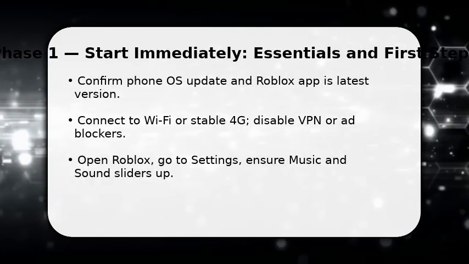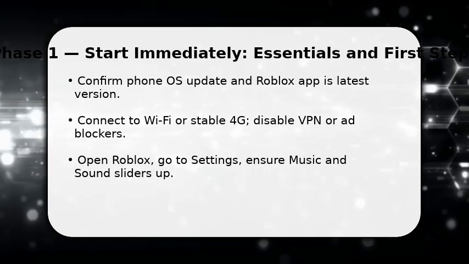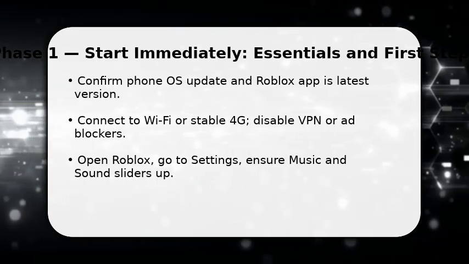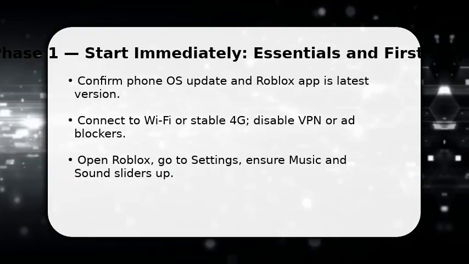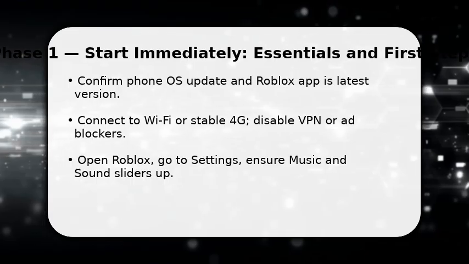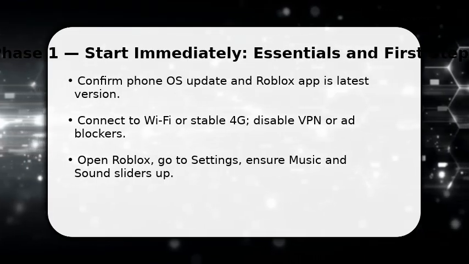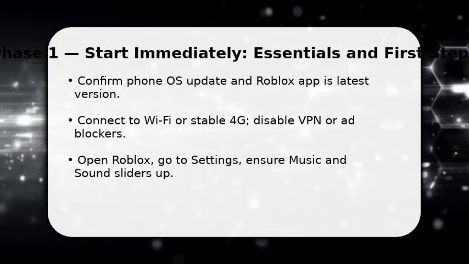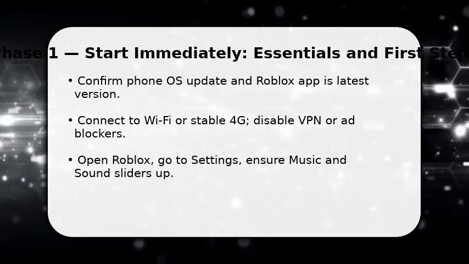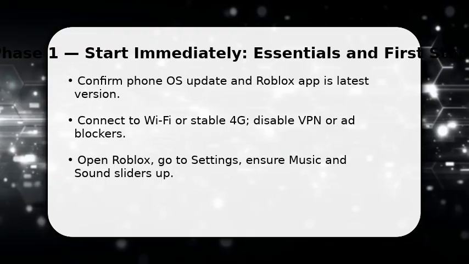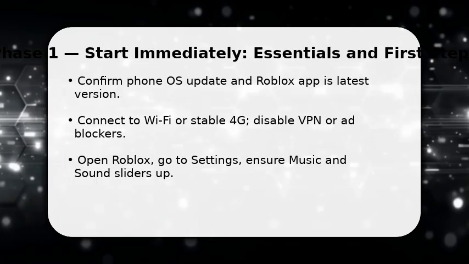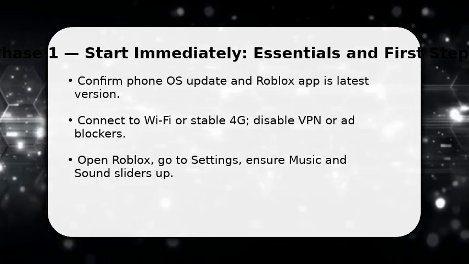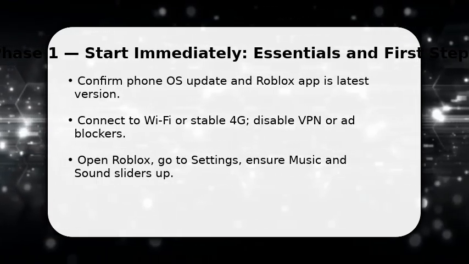You start by checking essentials. Update your phone and the Roblox app, then connect to stable Wi-Fi. This prevents streaming glitches. Once done, open Roblox and immediately check the in-game settings, raise both sound and music sliders, and toggle any mute switches. Next, force close the app and disconnect any Bluetooth audio devices so output defaults to the phone speaker. Do this now. It eliminates common conflicts before you proceed to deeper fixes.